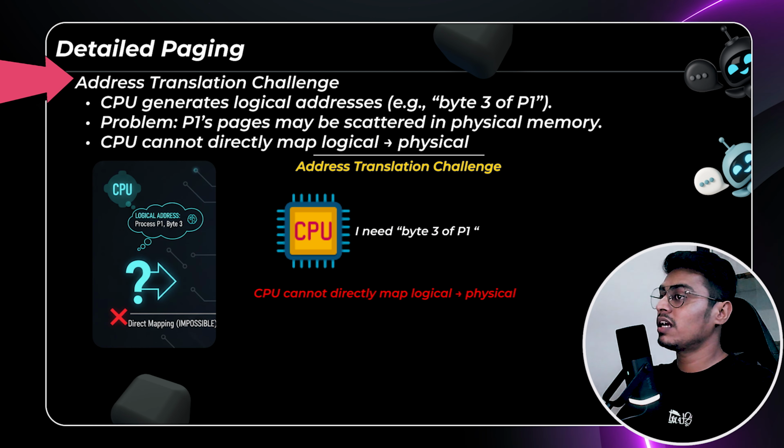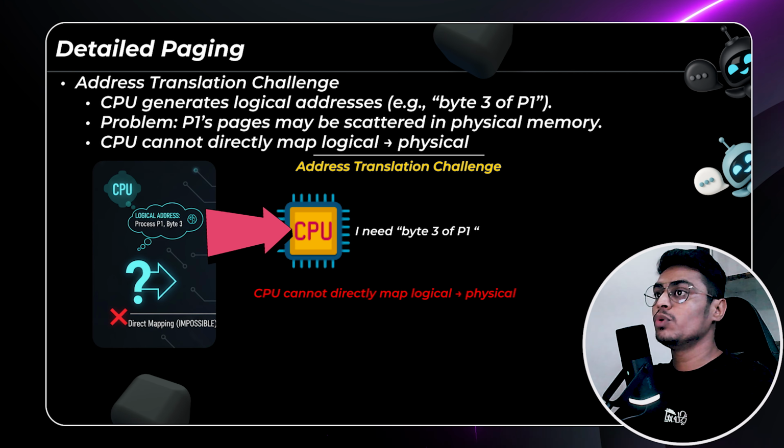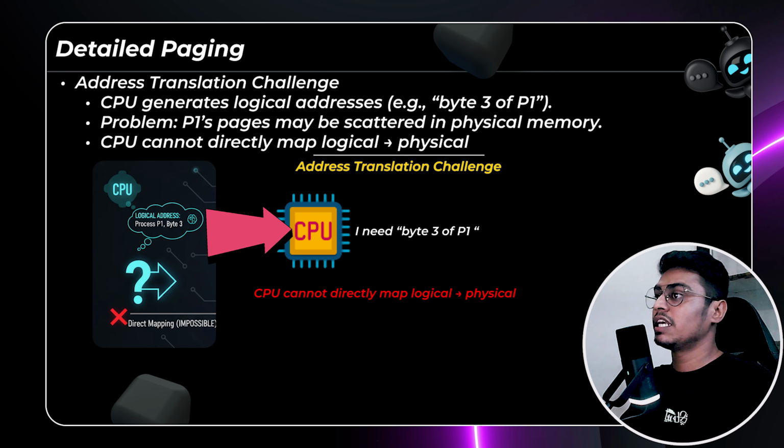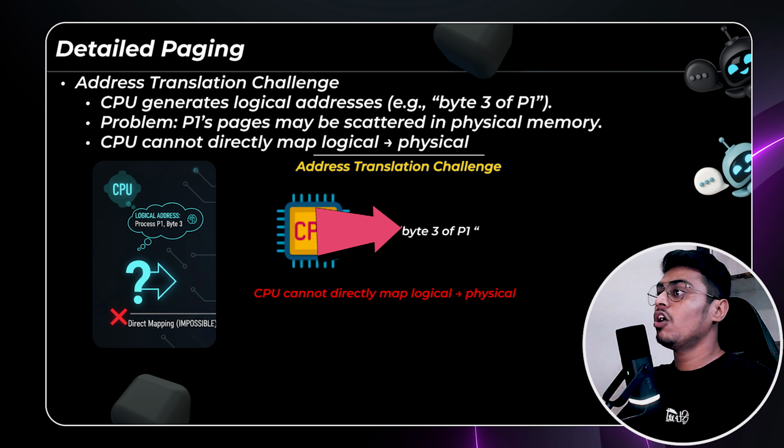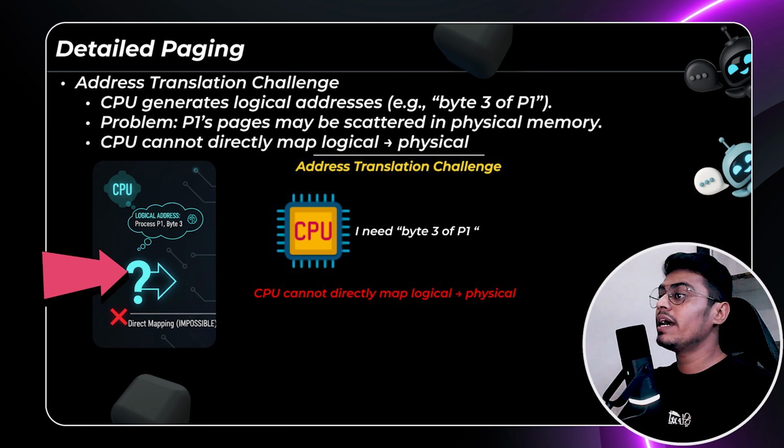Now, the address translation challenge. Now we come to a crucial challenge that paging introduced. The CPU doesn't know about our clever paging scheme. When the CPU executes process P1 and needs to access byte number 3 of the process, it simply generates a request for byte number 3 of P1. But where is byte number 3 of P1 actually located in physical memory?